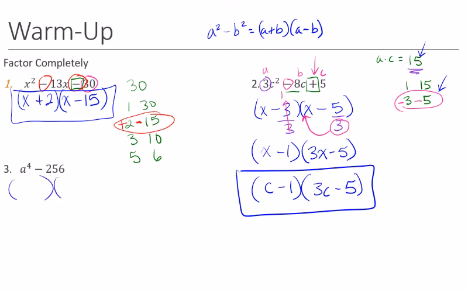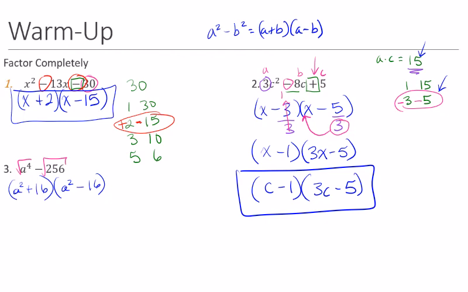So we're going to go here, and remember, all you have to do is take the square root of each of these terms, right? So the square root of a to the 4th is a squared, so that's going to go here and here. And the square root of 256 is 16, so that's going to go here and here, right? And then all we have to do, just like we see in the formula above, is have a plus and a minus. Doesn't matter which order.